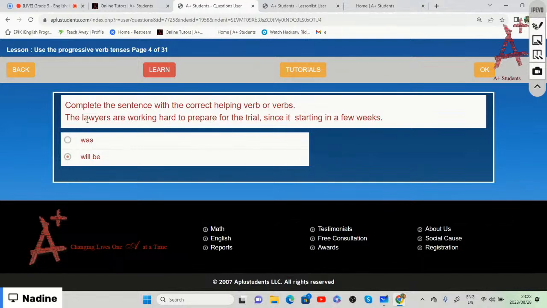So the lawyers are working hard to prepare for the trial since it will be starting in a few weeks. So will be gives us an indication that it is a future progressive tense, because it shows the ongoing action happening in the future, or will be happening in the future.